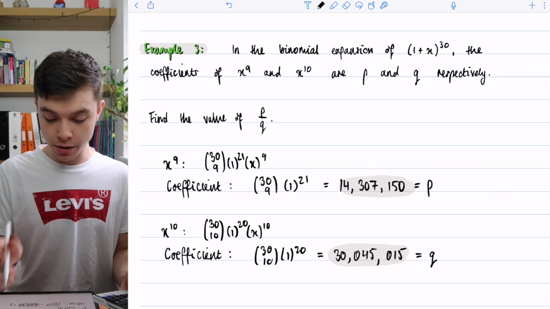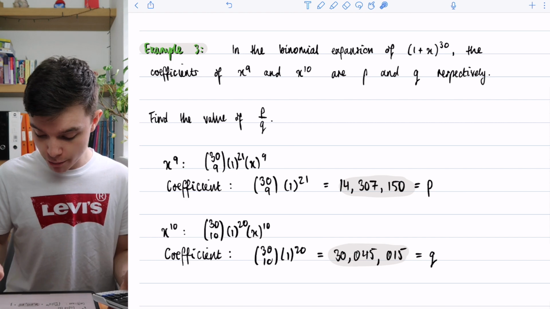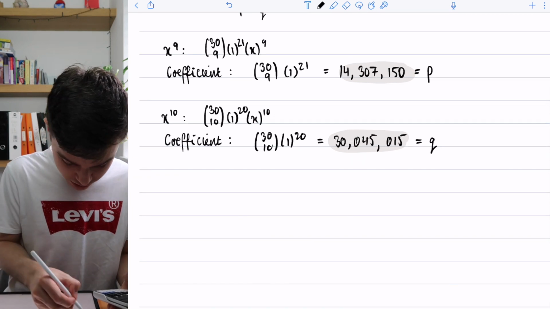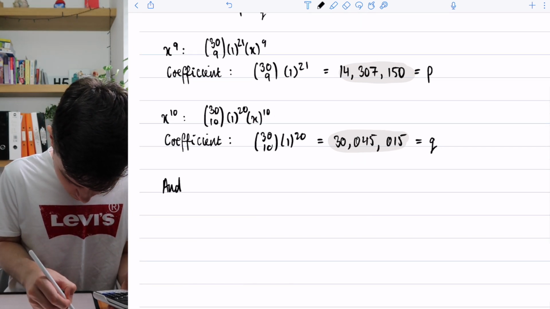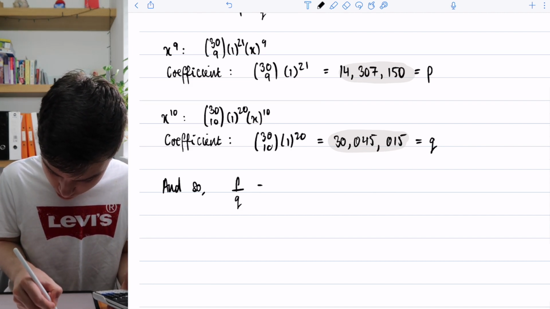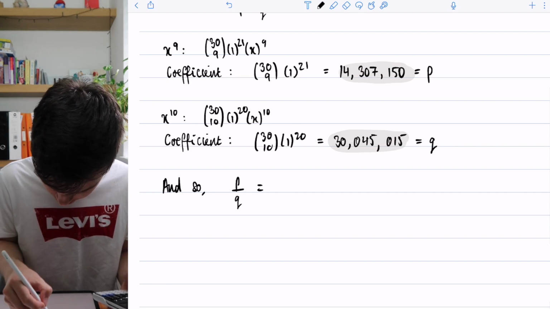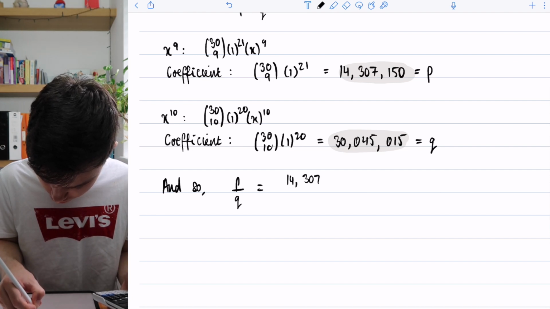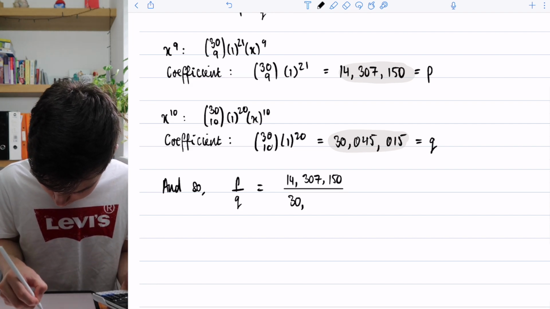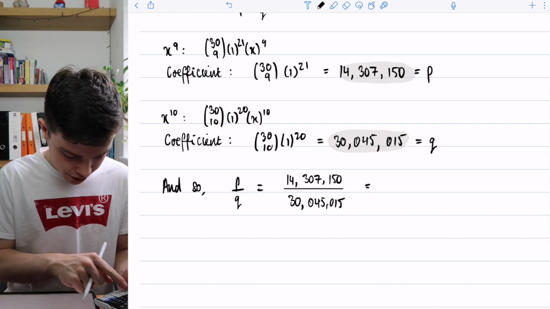That's not where we finished, though, because the question actually wasn't really asking for that. It was asking for p divided by q, but we had to work this out so that we can work out p divided by q. So we can just then say, and it's always nice to put some grammar in your questions, p divided by q is equal to, sorry, it's equal to p first, 14,307,150 divided by 30,045,015.